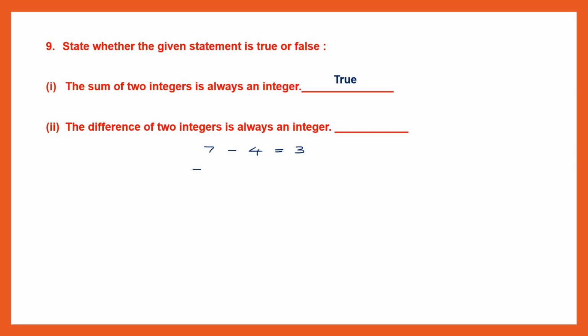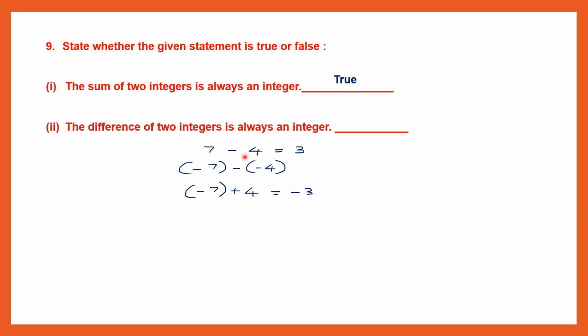So we have negative 7 minus negative 4. Now, how do we do the subtraction? The first one remains as it is. Subtraction changes to addition. Negative 4, we write the additive inverse of negative 4, which is positive 4. Now we have negative 7 plus 4. Signs are different. We put the sign of the bigger number and we subtract. 7 minus 4 is 3. We get negative 3. So negative 3 is also an integer.